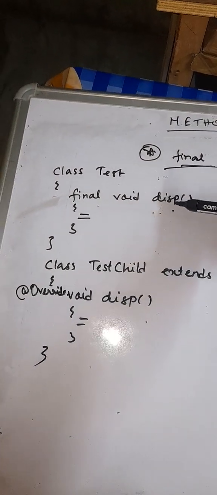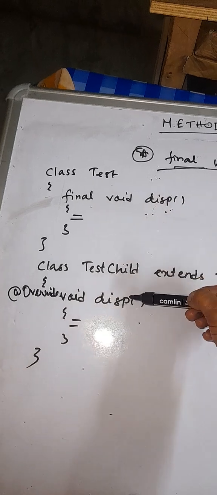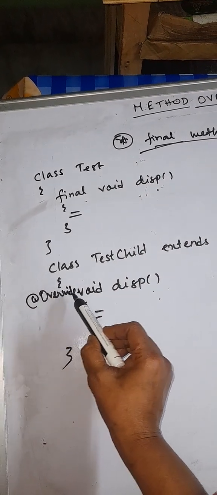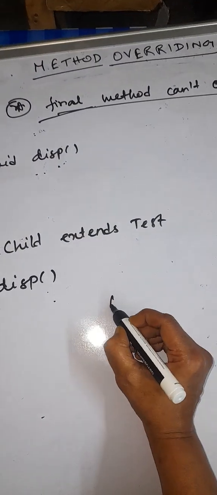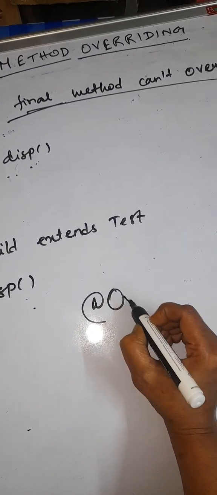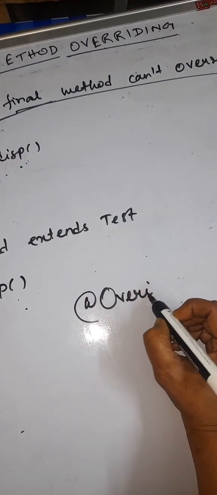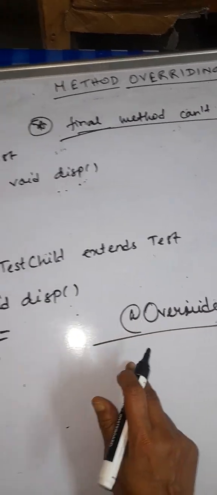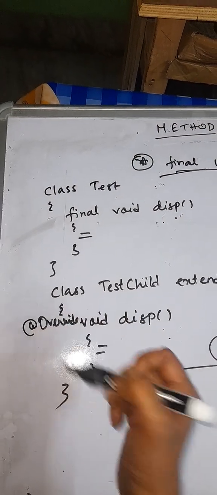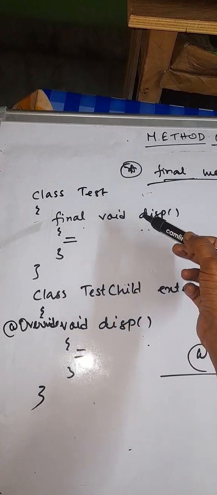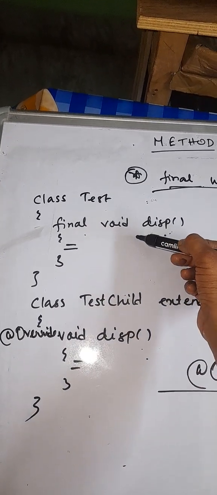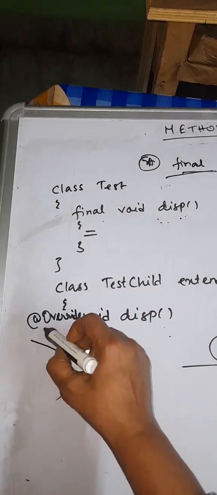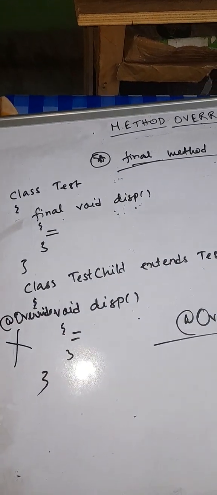If this one is your base class method and you want to override it within the child class, you can use @Override, where the O is capital. Then it will be very clear which method you are trying to override. So this will generate an error if your base class method is display final and you try to override it.